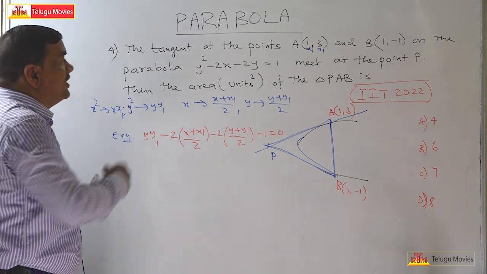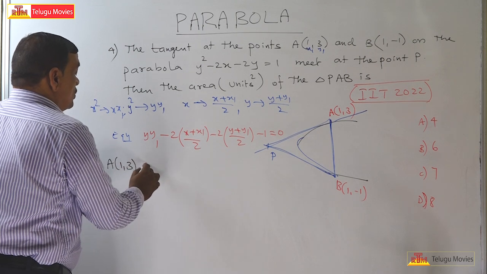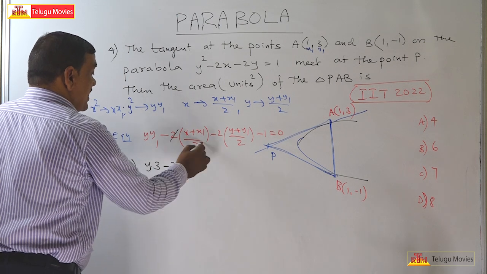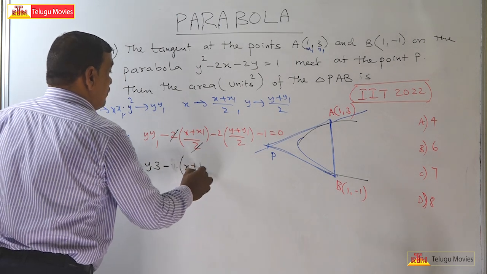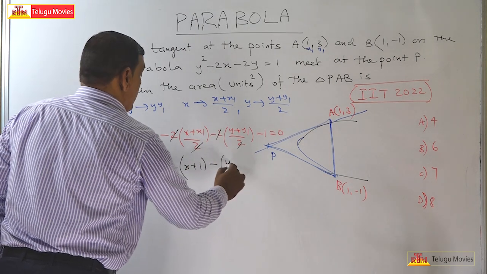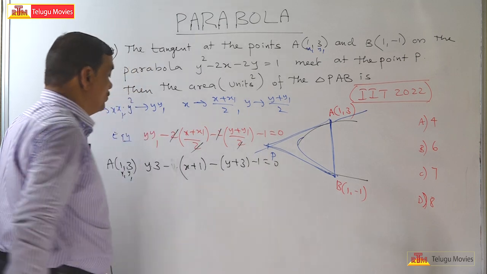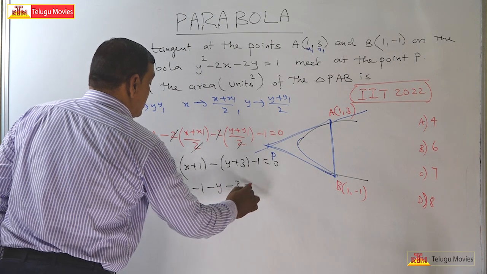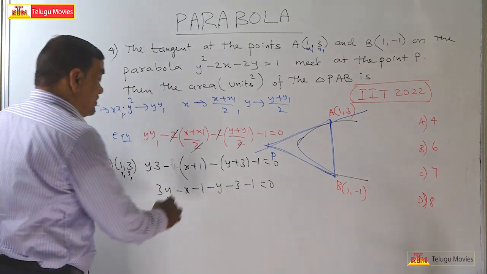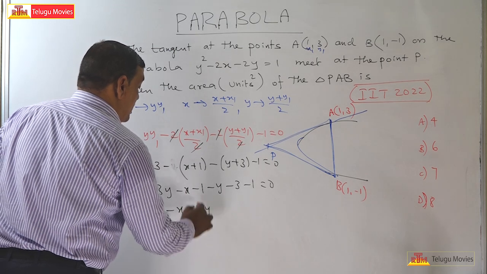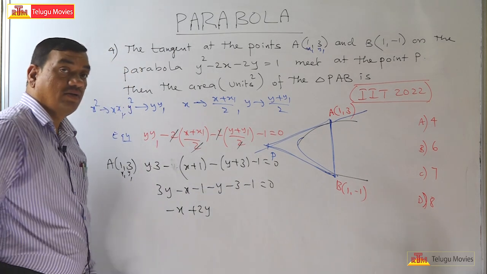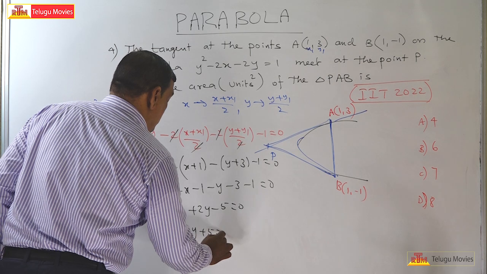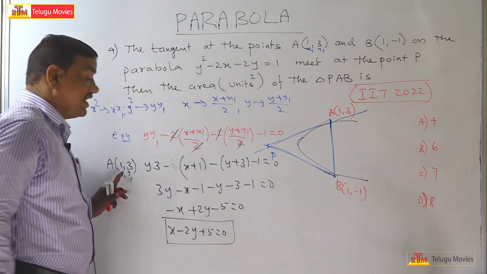So let us take the first point A as 1 comma 3. So this is x1, y1. This is 3 minus 2 of x plus 1 by 2, minus 2 of y plus 3 by 2, minus 1 is equal to 0. You can cancel the 2s. So this is 3y minus x minus 1 minus y minus 3 minus 1 is equal to 0, and this is minus x plus 2y minus 1 minus 3 minus 1, minus 5, is equal to 0. This is x minus 2y plus 5 is equal to 0, the equation of the tangent at A.